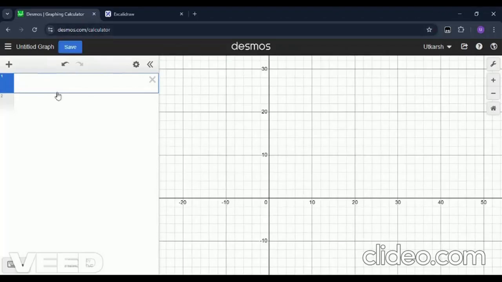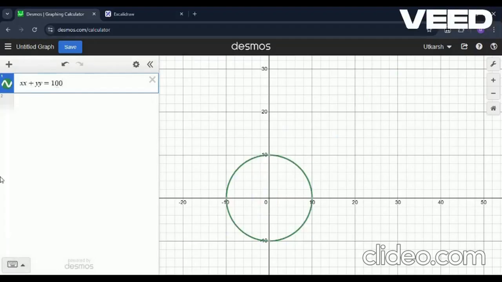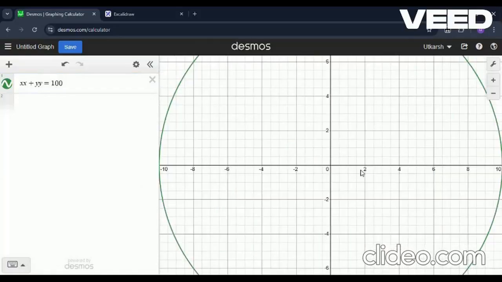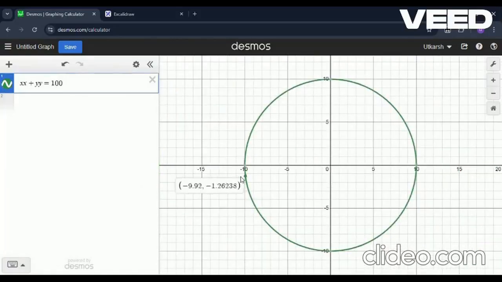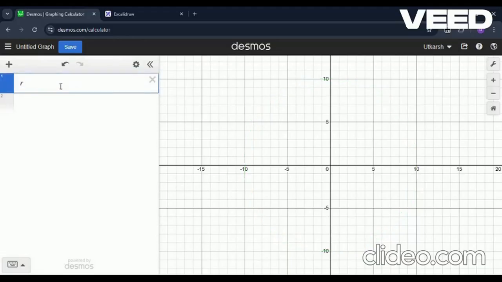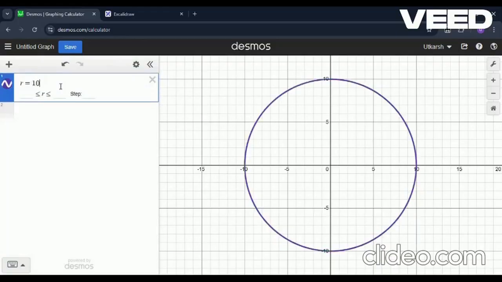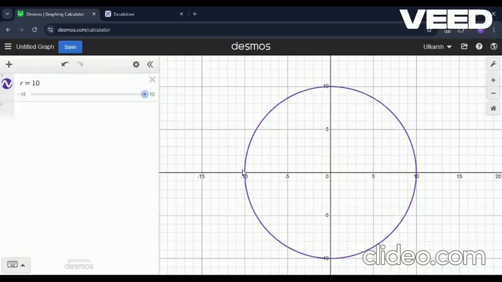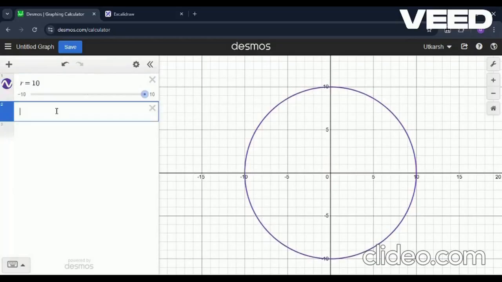So the very first feature that Desmos provides us is the polar coordinate. Basically, suppose you have to draw a circle, you will write it as x square plus y square equal to 100. Then you can see you have obtained a circle centered at the origin. Now this equation is okay, but it's kind of looking very long. Instead, what I can do is just simply plug in r equal to 10, and boom, it has also plotted the same curve which I previously did with the algebraic equation.